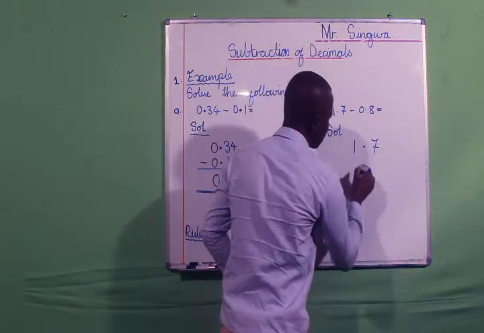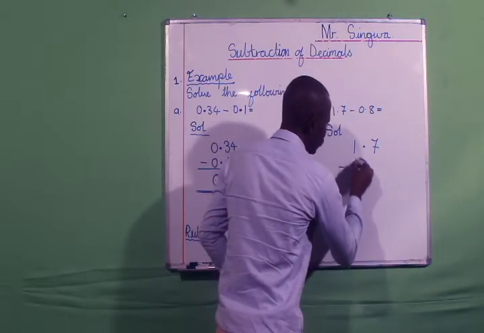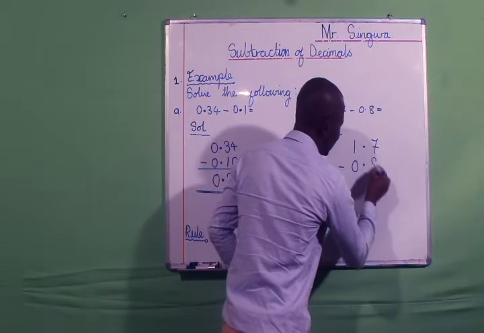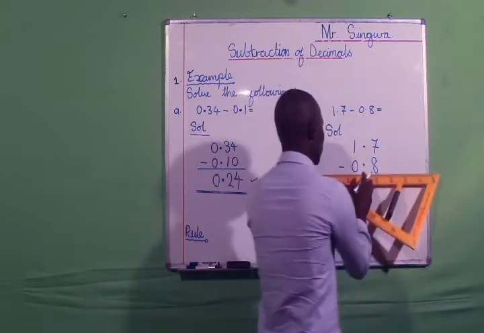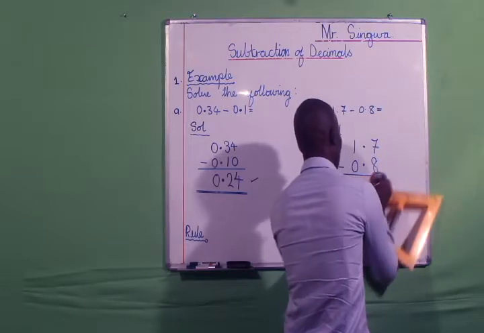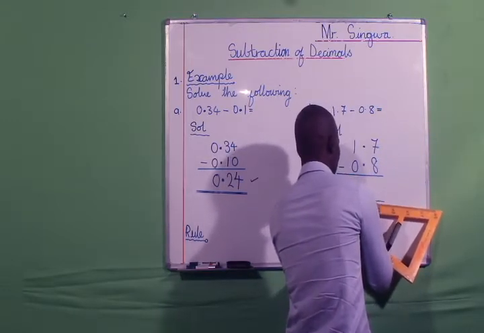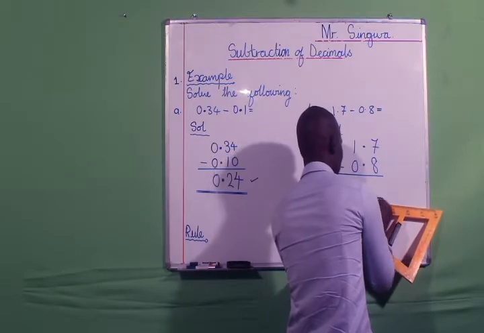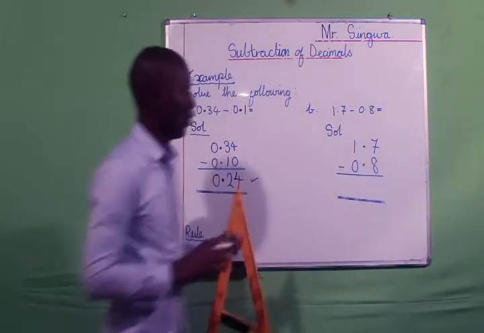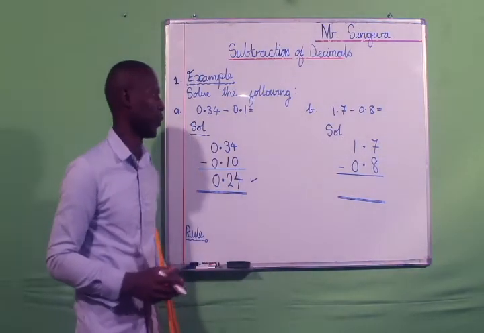0.7 minus 0.8, and then you underline. You underline. When you underline, get a ruler or anything similar to this to help you.